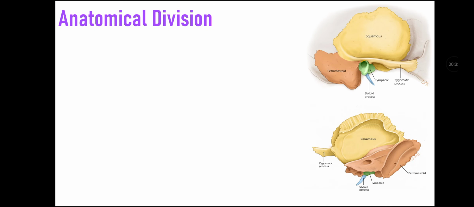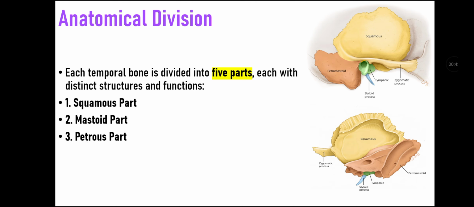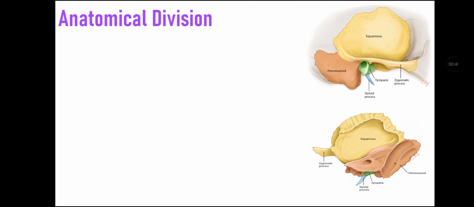Now let's talk about anatomical division of the temporal bone. Each temporal bone is divided into five parts, each with distinct structure and function. The first is squamous part, second is mastoid part, third is petrous part, fourth is tympanic part, and fifth is styloid part. Now let's talk about these parts one by one.